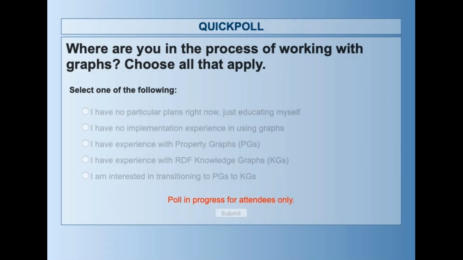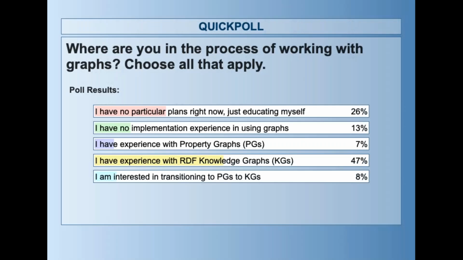It's a quick poll, yeah. The poll should be on the screen now. The question is, where are you in the process of working with graphs? Choose all that apply. So everyone will just take a few seconds to respond. I will share the results once they are in. It looks like most people have responded. Okay, I'm going to go ahead and close the poll and share those results. There you go.